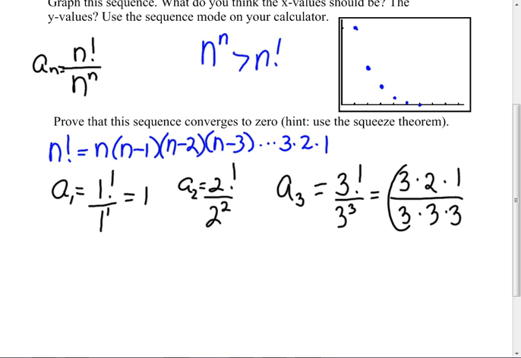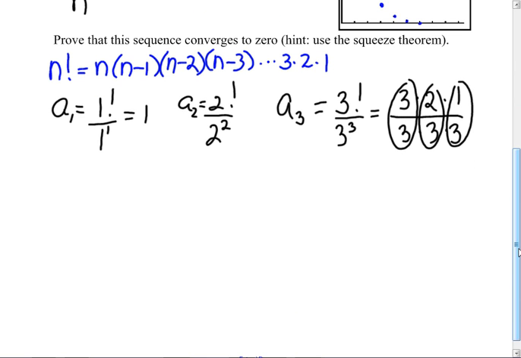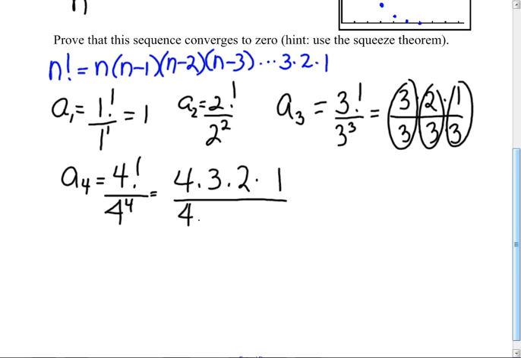No, it's not that bad. What's this number? 1. And what's true about each of these numbers? They're less than 1. So that's kind of nice to see. And when you multiply numbers that are less than 1, they get smaller. Let's do the fourth one before we jump to the end. It's 4 factorial over 4 to the 4th. So it's 4 times 3 times 2 times 1 over 4 times 4 times 4 times 4. That's 1, so that fraction is less than 1.